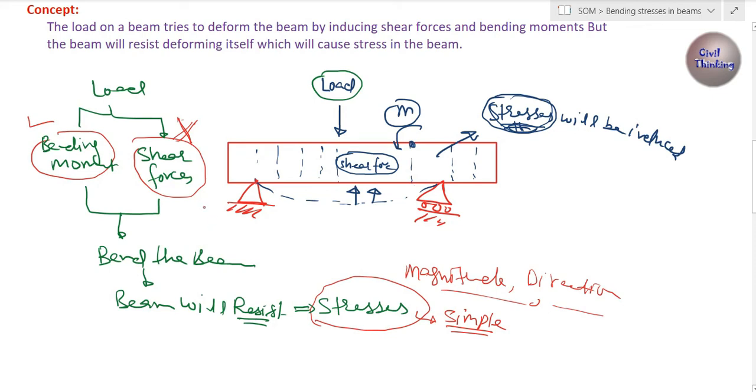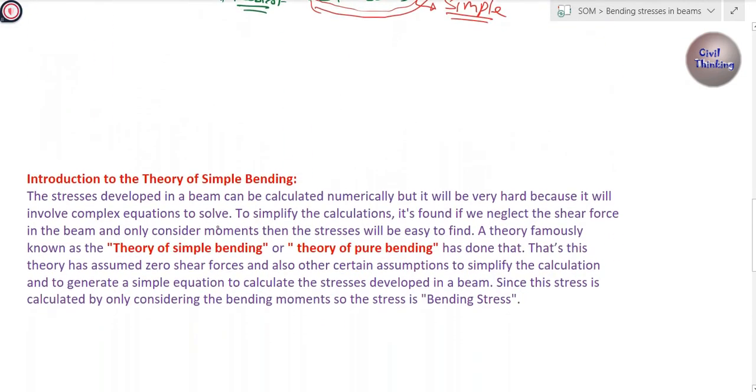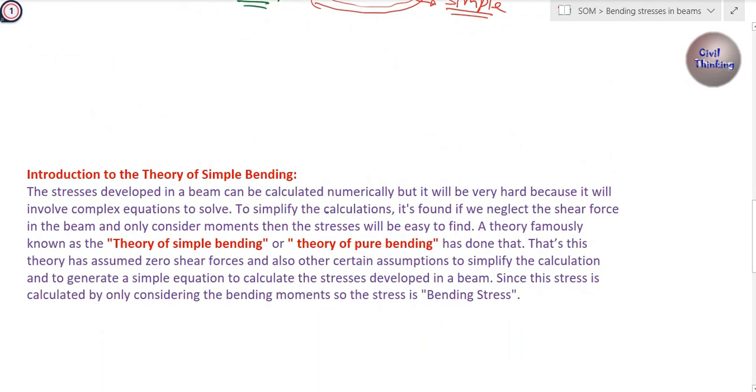What it has done is it has ignored the shear forces, or it has considered those sections where the shear force is zero, and only in those sections there is some bending moment. Because there is zero shear force, this theory of simple bending has derived a simple formula to find out these stresses. And besides saying that the shear force, let the shear force be V, is zero, it has other assumptions also. I think I have said all the things here.